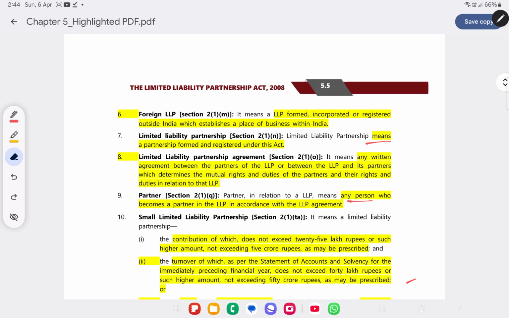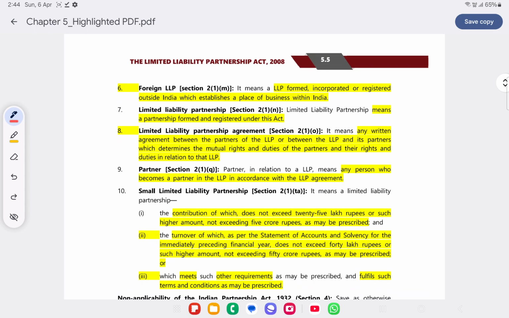What do you mean by foreign LLP? It is incorporated outside India but has a place of business in India. If it is incorporated outside India and has no Indian connection, that is, if it does not have a place of business in India, then it will not be considered under this act. We don't have to be concerned about the regulations if it does not have any Indian connection. So basically foreign LLP is similar to a foreign company, which means it's incorporated outside India and has a place of business in India.